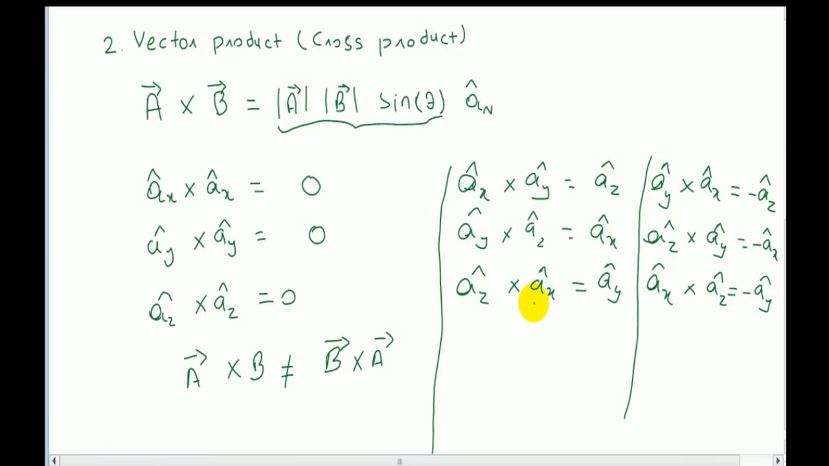These things actually we get from the right hand coordinate system. We will see in the coordinate system what is that. So this is all about the vector multiplication, the scalar product and vector product.